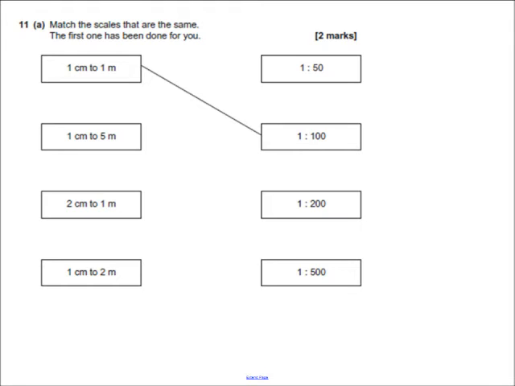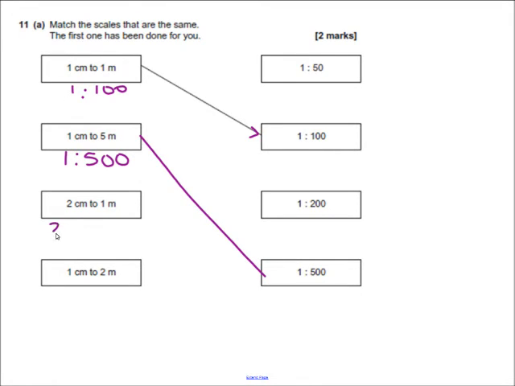Question 11a asks us to match the scales that are the same. The first one has been done for you. So 1 centimetre, and we know there's 100 centimetres in a metre, is 1 to 100, which is why they've drawn this line here. So let's do the same for the others. I know it's 1 centimetre to 100 centimetres to a metre. So in 5 metres, there would be 1 centimetre to 500 centimetres. So this square needs to attach to this one.